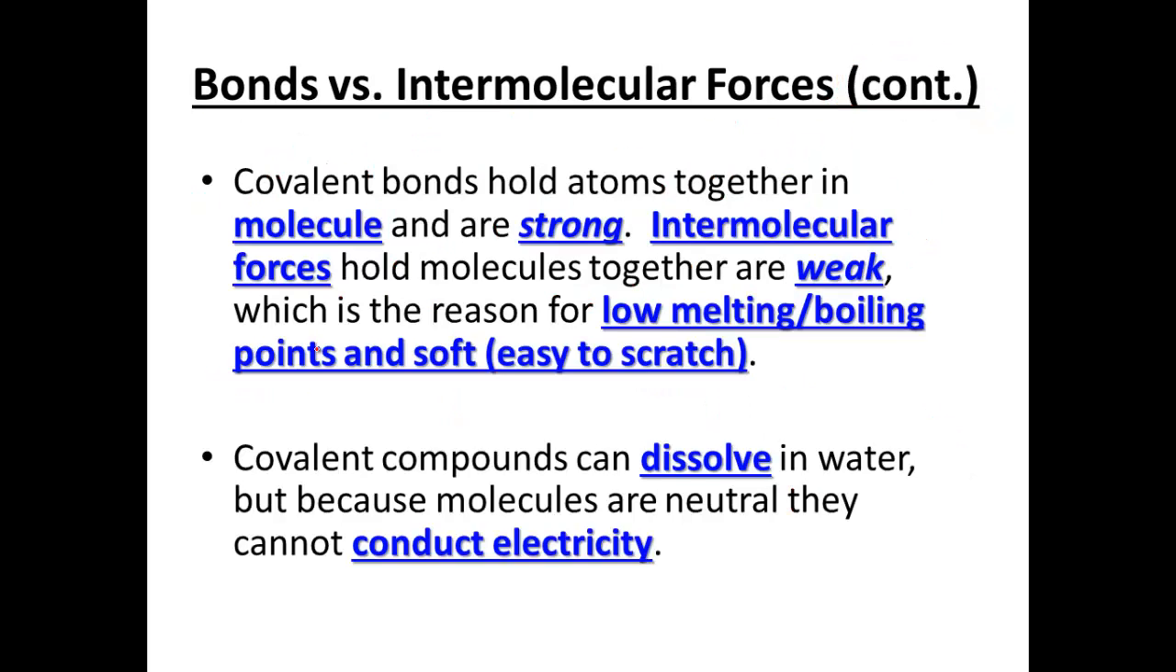So properties: covalent bonds, atoms held together in the molecule are very strong. So our covalent bonds are very strong. Intermolecular forces, those IMFs, are very weak, which is the reason why we have low boiling and low melting points. They're also very soft, easy to scratch. Covalent compounds dissolved in water are molecules. They're neutral overall, so they cannot conduct electricity. They don't have that plus minus like the ionic compounds have.